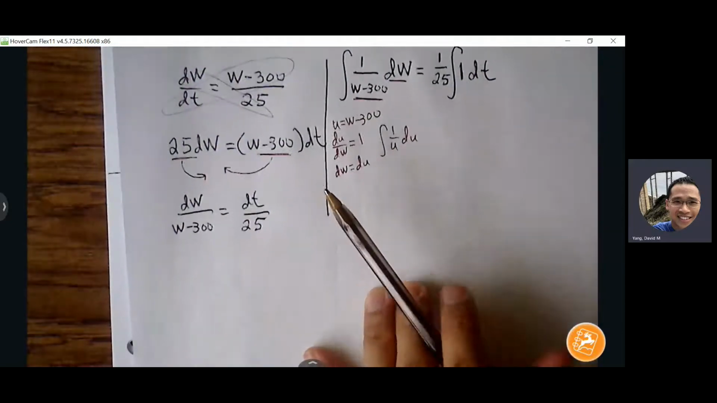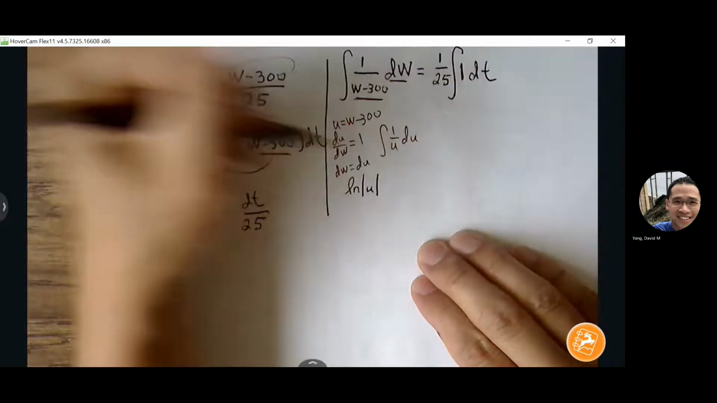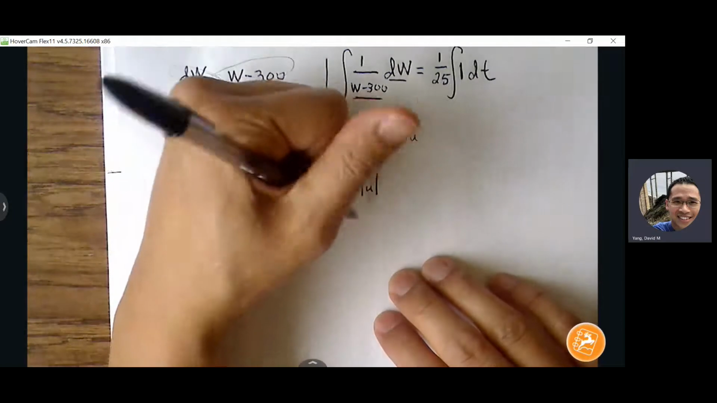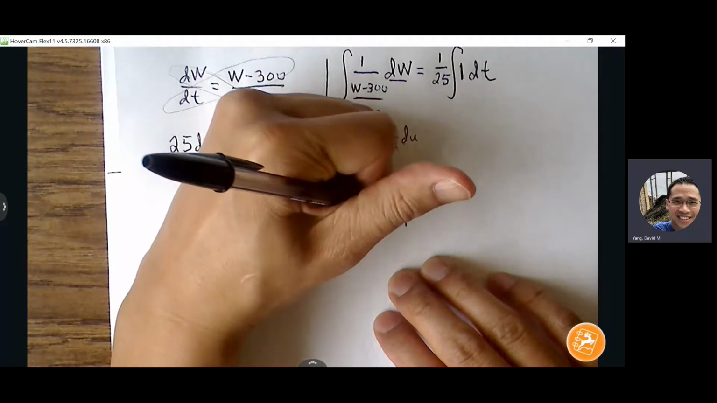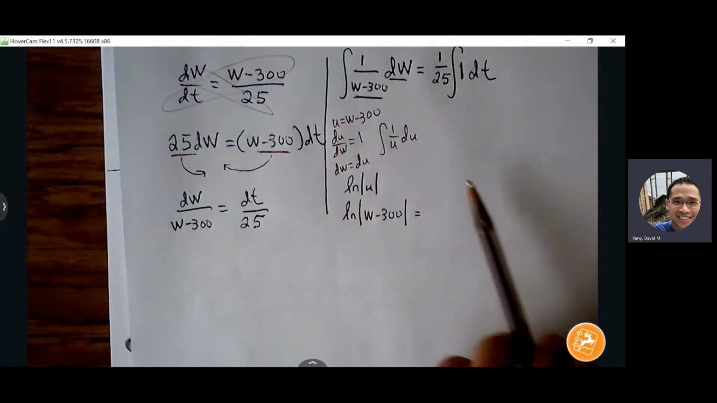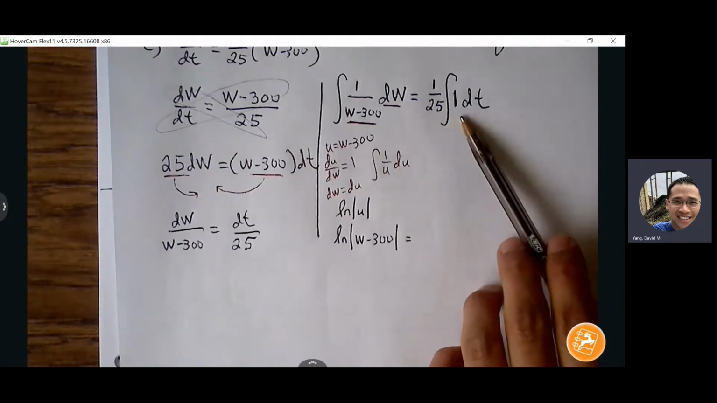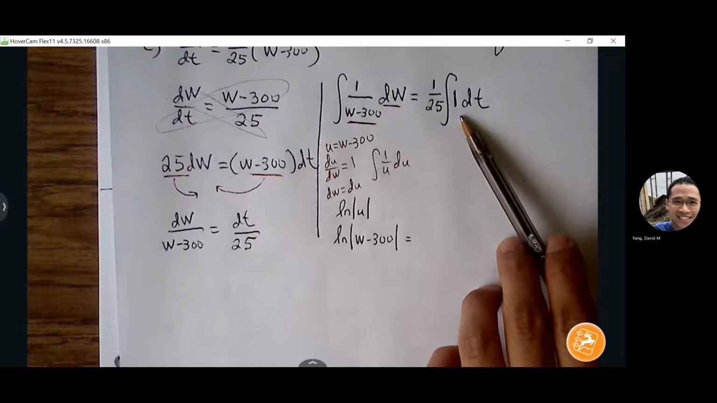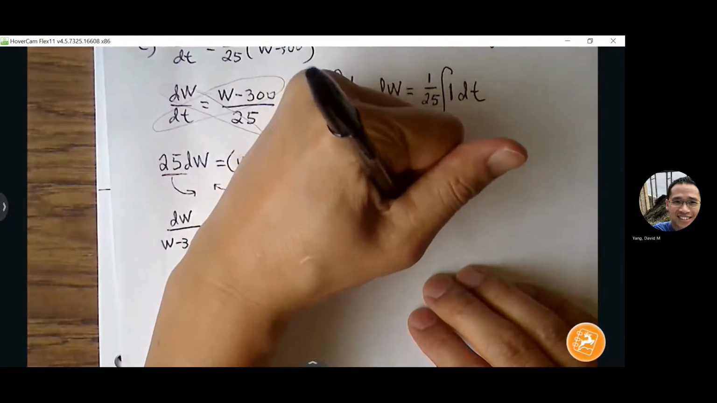Okay, so now it looks more familiar. 1 over u du, we know that's natural log. And then we can replace our u back in terms of w. Okay, so that's the result of the left side. How about the right side? That 1/25 will just kind of tag along, right? What's the integral of 1 dt? What's power rule? 1 becomes what? T, right? And then we also need to include what? Plus c, yeah.